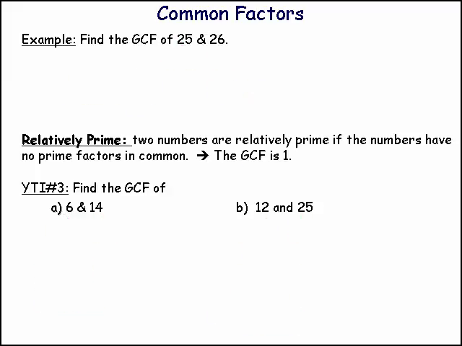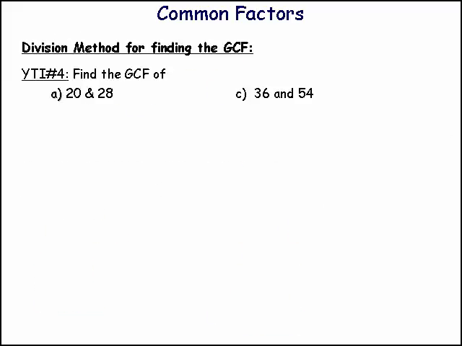Okay, so let's look at the division method. The division method is just another way of going about finding the GCF. In the division method, we're going to have an upside down division bar, and we're going to put 20 and 28 in here. What you're looking for is a common factor to both 20 and 28. It doesn't have to be prime. That's what's awesome about this method.